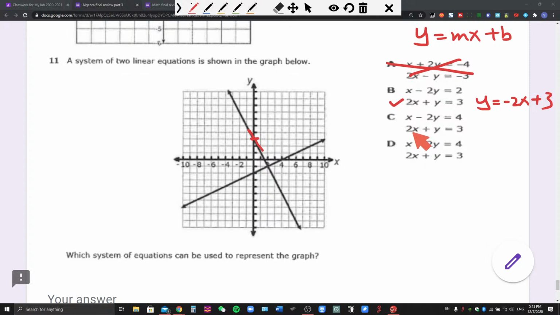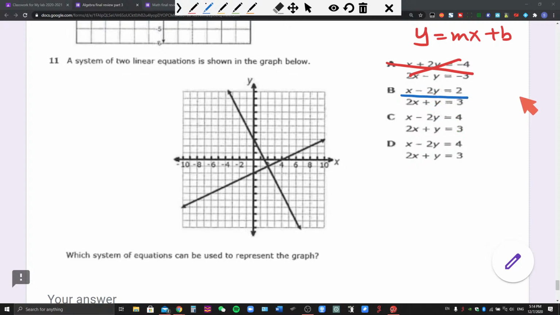Let's check C. C is the same. This part is the same. So C is okay. Now let's check D. D is also the same. Okay, so we can eliminate A just by checking the second. However, B, C and D all have the same one. Then that means we need to check the first equation. But still, we eliminated A.